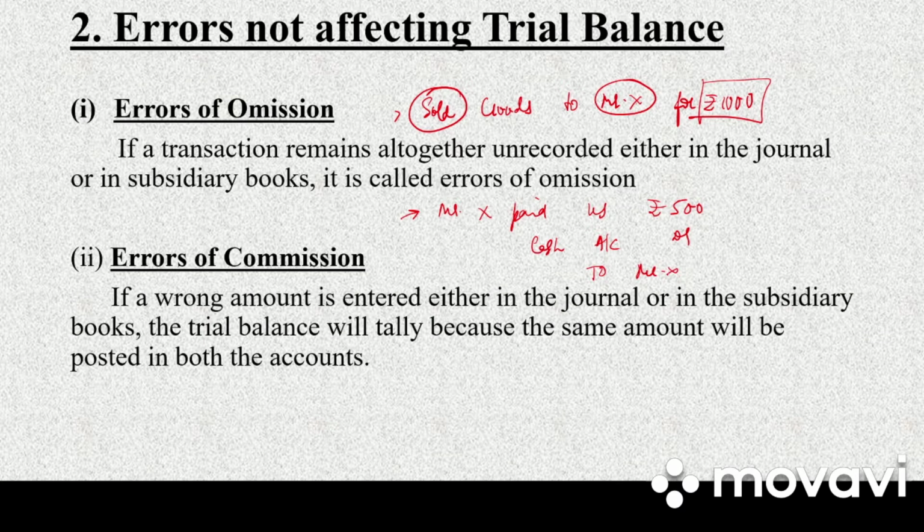X account. You have posted in journal, but instead of 500 you have written only 50 rupees. So what will happen in such a case? Everywhere you are writing the wrong amount, that is 50 rupees. So the trial balance will tally.